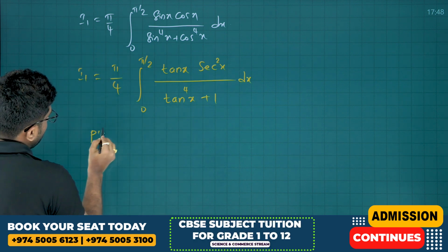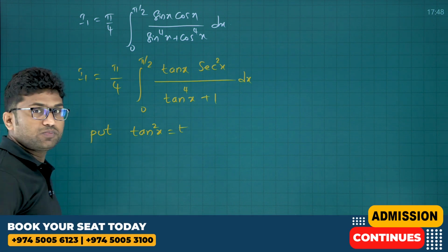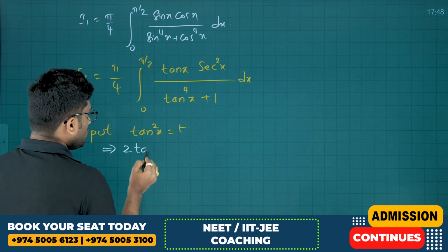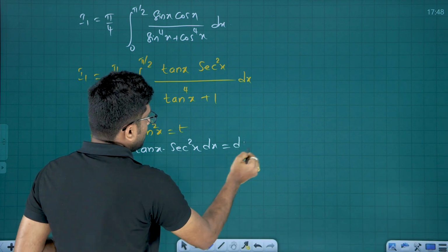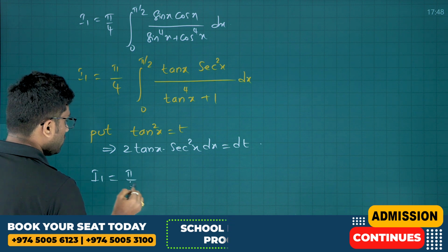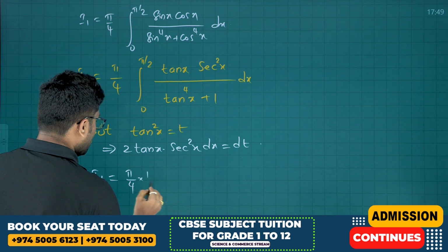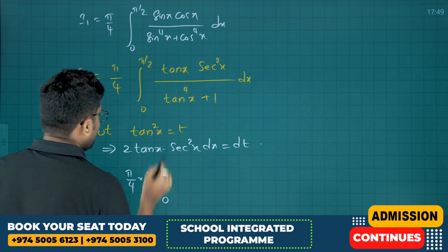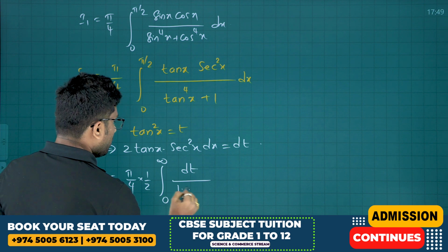Now put tan square x equals t, friends. Simple. If you put tan square x equals t, then 2 tan x into secant square x dx will be equal to dt, and the limits will change. So I1 is equal to pi by 4, tan x into dt by, so into 1 by 2, and the limits will be: if x is 0, t is 0, if x is pi by 2, t is infinity. So 0 to infinity, dt divided by 1 plus t square.